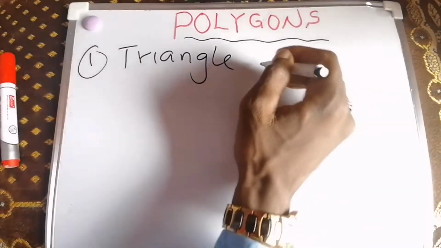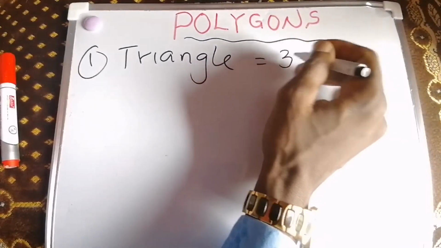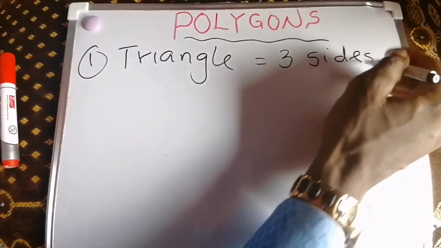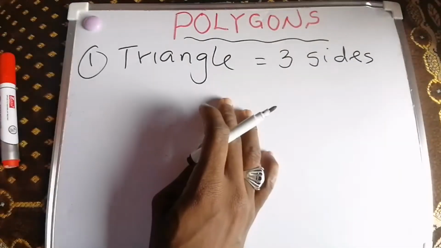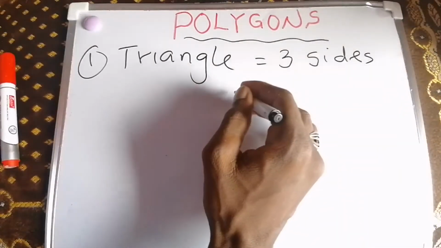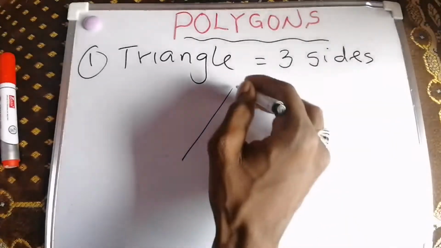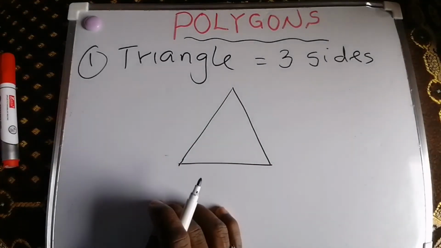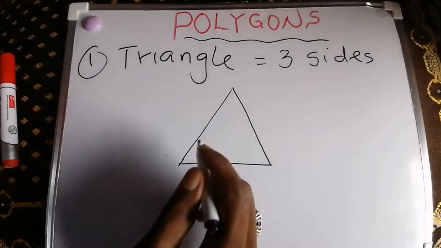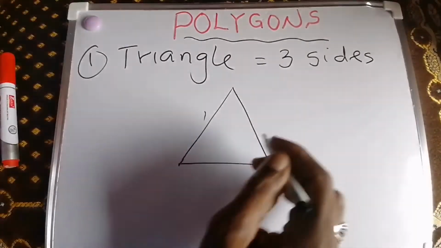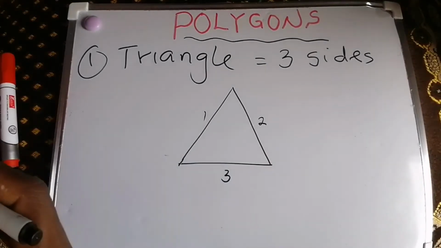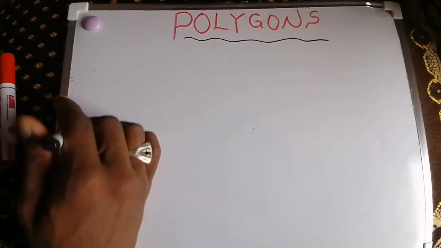So triangle has three sides. So as you can see, this is triangle. It has three sides, 1, 2 and 3. So the second one, we have quadrilateral.